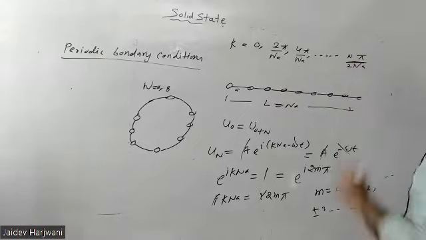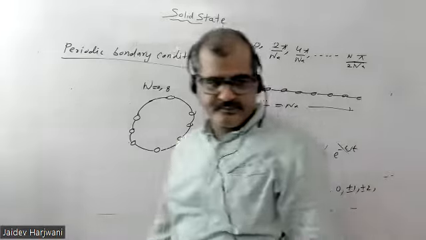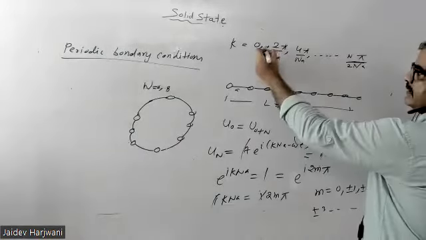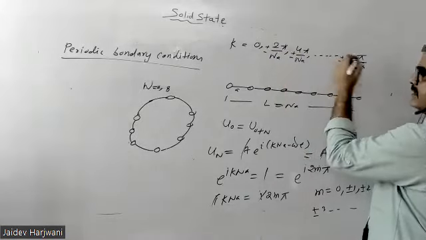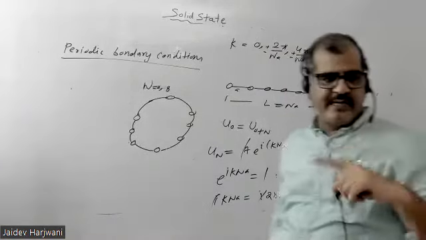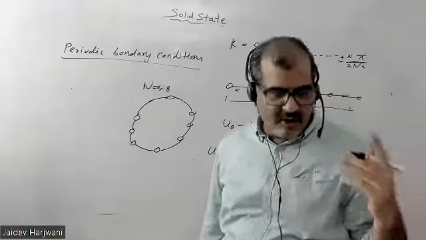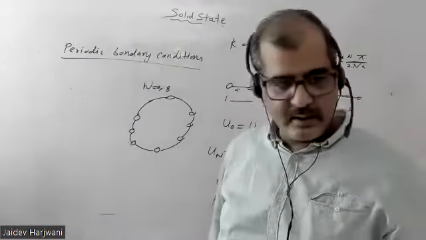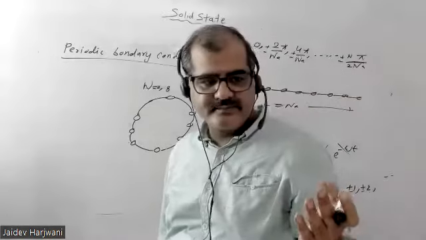Okay, so this should be n by 2. But this is now plus minus. So n by 2 atoms on each side, total atoms become n. So now how many k values do we have? I hope you are getting what I'm saying.